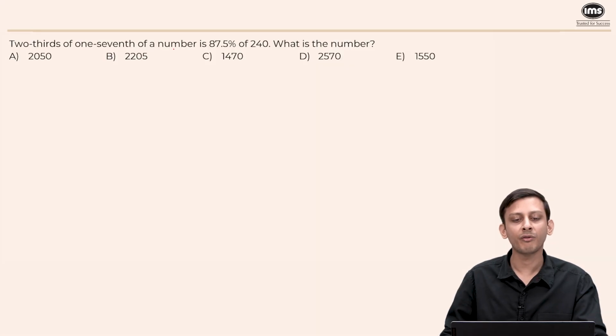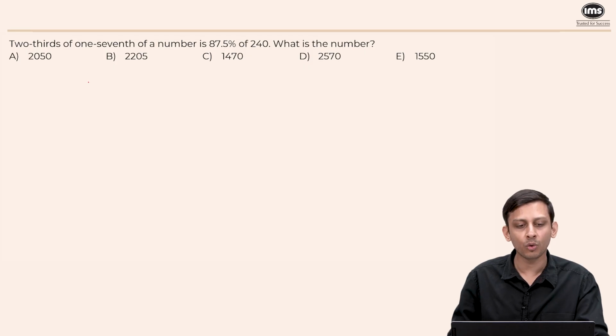2/3 of 1/7 of a number is 87.5% of 240. What is the number? Very simple question. We just have to form the equation and do the calculation. So first of all, we have 2/3, 2 by 3. Of means multiplication. 1/7 is 1 by 7. Of again multiplication. And then we have the number. This number we can take it to be n.